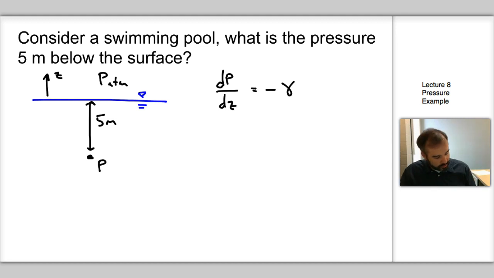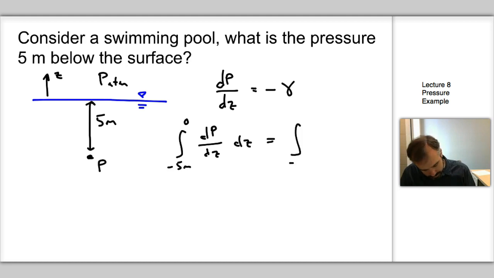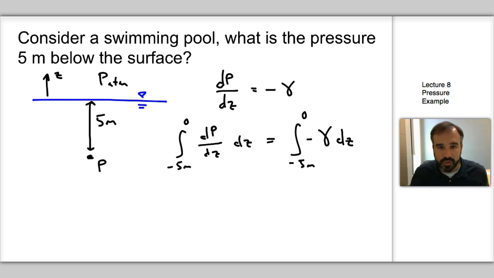And then we're going to integrate that. So we're going to go the integral from negative 5 meters to 0, to the surface, of dP over dZ is equal to the integral from negative 5 meters to the surface of negative gamma dZ. Okay, so it's pretty straightforward to integrate.